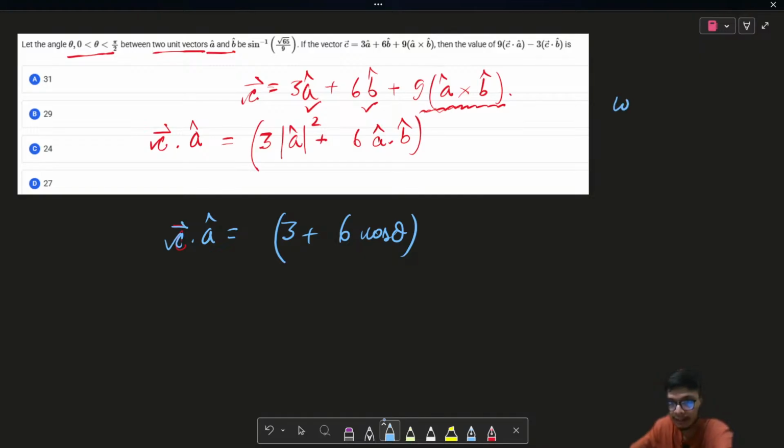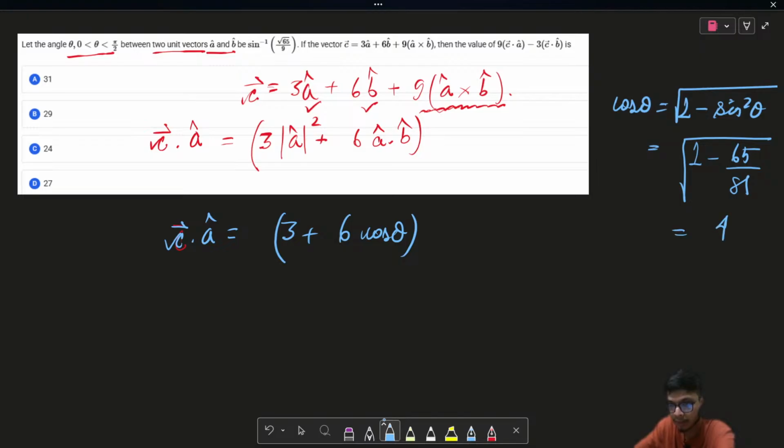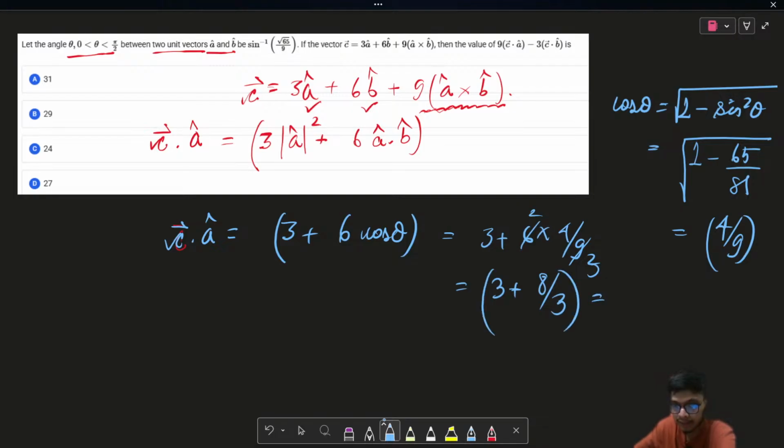And this cosine of theta can be calculated as 1 minus sine square theta and square root of it. If you just solve this expression, this will come out to be 1 minus 65 upon 81 and square root of that, and that will come out to be 4 upon 9. So this result is going to be 3 plus 6 multiplied with 4 upon 9, and this is going to be, so 2 and 3, so 8 upon 3. So 3 plus 8 upon 3, and that will be equals to 17 by 3, right?